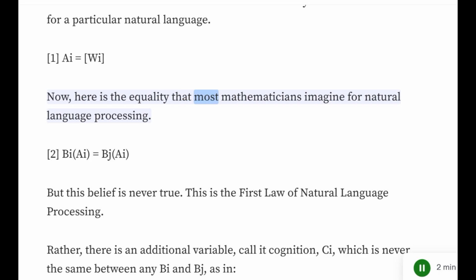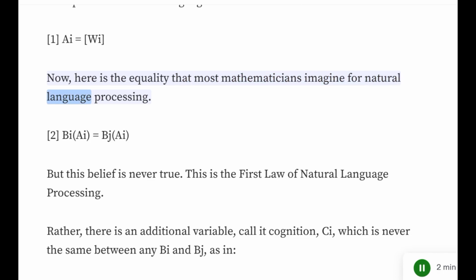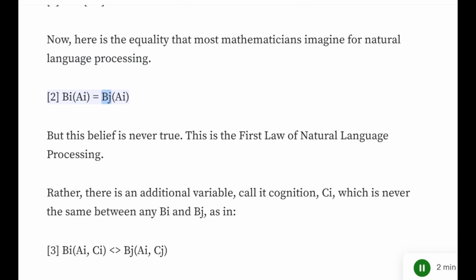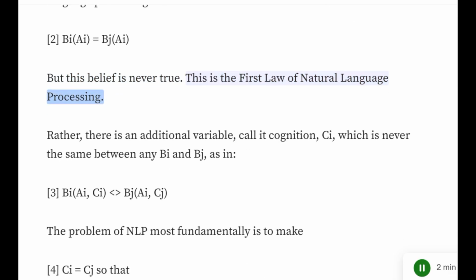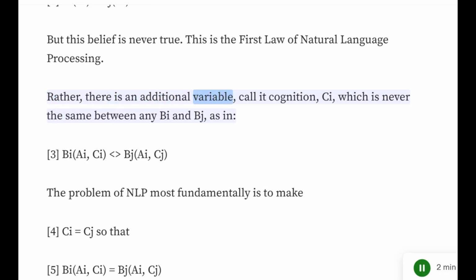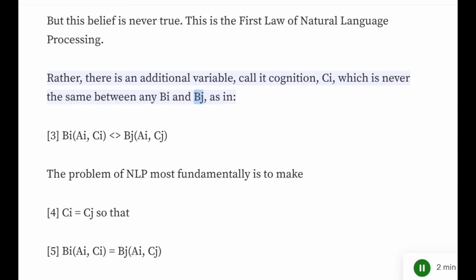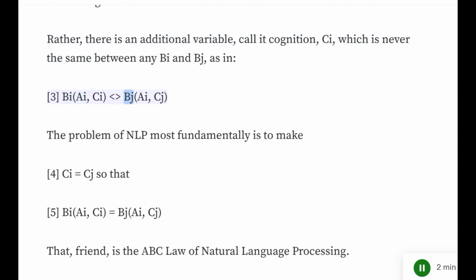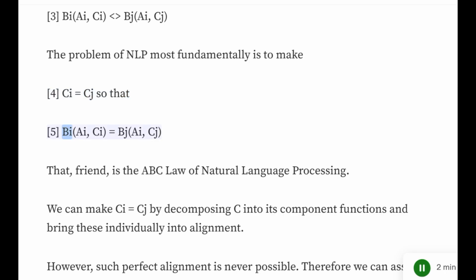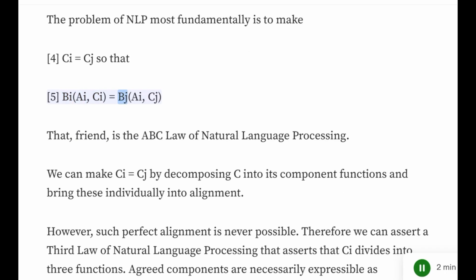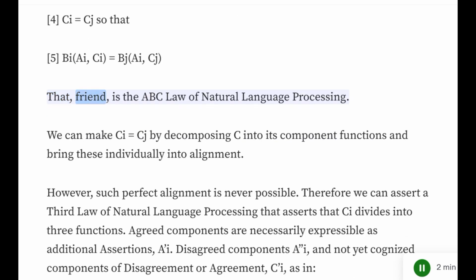Now, here is the equality that most mathematicians imagine for natural language processing. (2) Bi Ai equals Bj Ai. But this belief is never true. This is the first law of natural language processing. Rather, there is an additional variable, call it cognition, Ci, which is never the same between any Bi and Bj, as in (3) Bi, Ci is not equal to Bj, Cj. The problem of NLP most fundamentally is to make (4) Ci equal to Cj so that (5) Bi, Ci equals Bj, Ai, Cj. That, friend, is the ABC law of natural language processing.